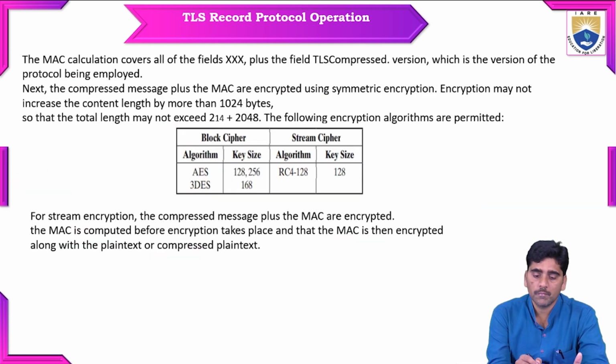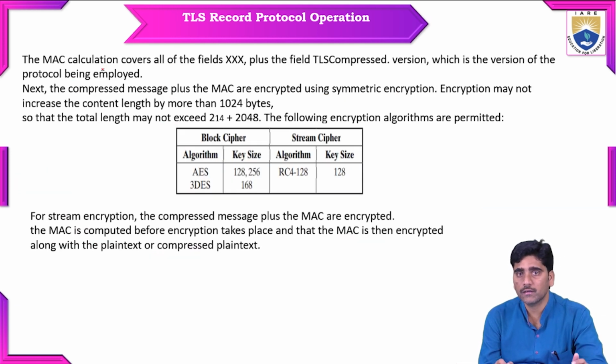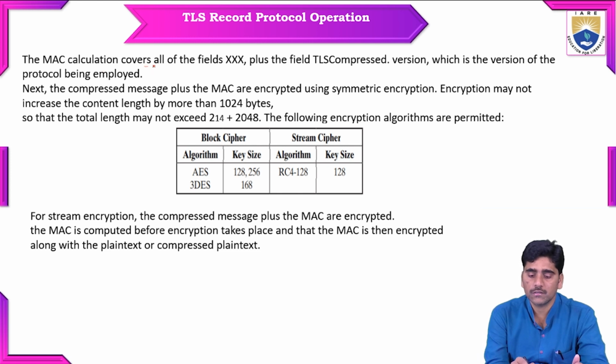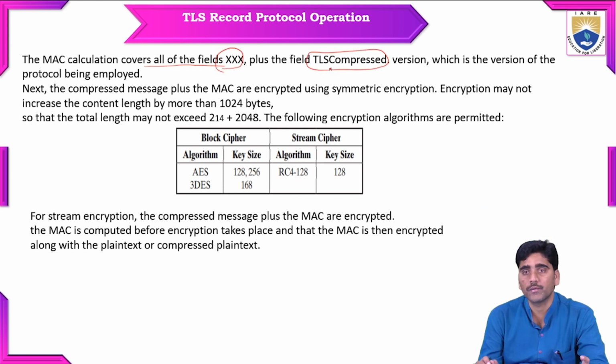So here, the MAC calculation covers all of the fields such as the sequence number, plus the field TLSCompressed.version, which is the version of the protocol being employed. Next, the compressed message plus the MAC.